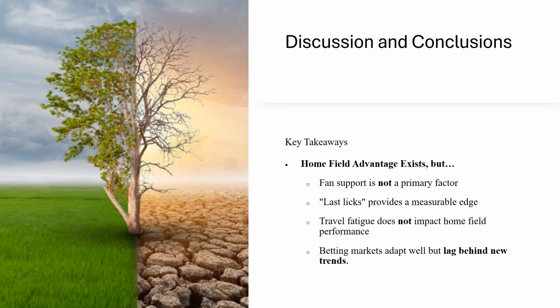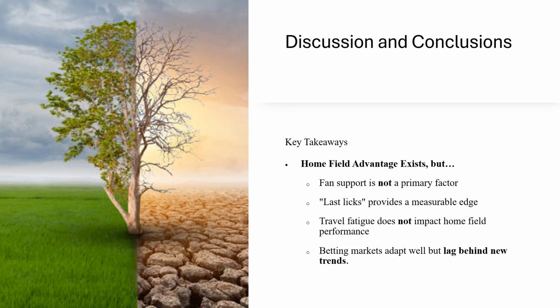To summarize our findings, home field advantage exists, but fans are not a key factor in baseball. The last licks rule significantly contributes to home field advantage. Travel fatigue does not seem to impact performance. Home field advantage increased as the 2020 season progressed, but the reason is unclear. Betting markets adapted well, but were slightly slow to react to late season changes.